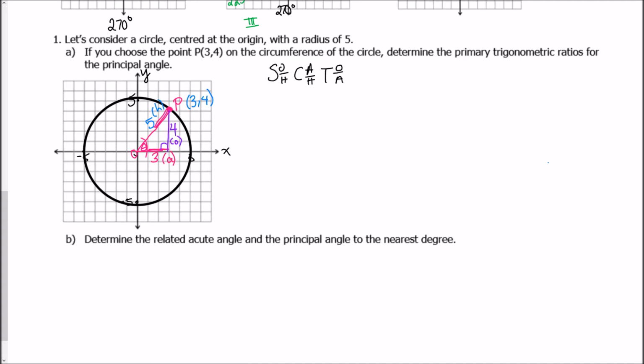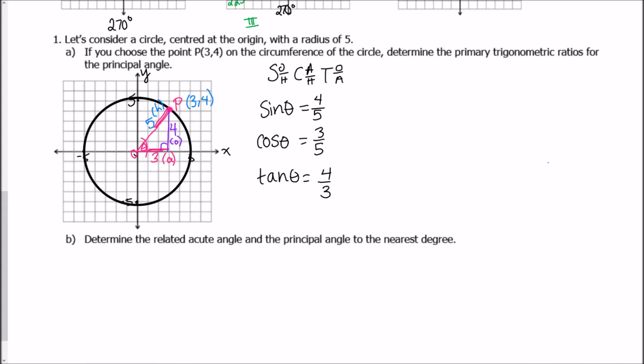So if I want to find out what sine of theta is, all I have to do is take my opposite, which is 4, divided by my hypotenuse, which is 5. So it's 4 over 5. If I want to find cosine of theta, I'm going to just do the adjacent over the hypotenuse, so I get 3 over 5. And then if I want the tangent of theta, all I have to do is the opposite over the adjacent, so I would get 4 over 3.